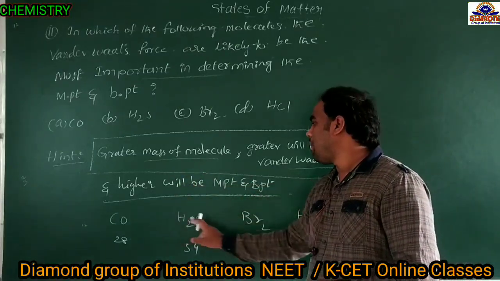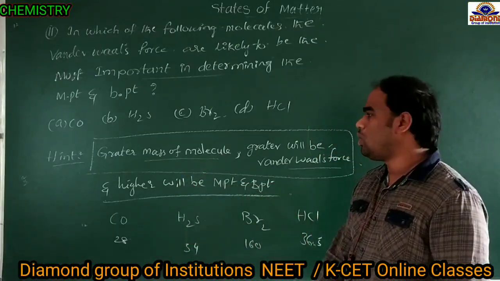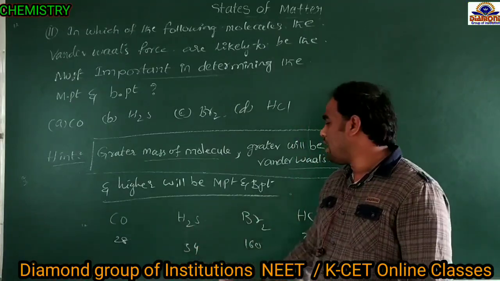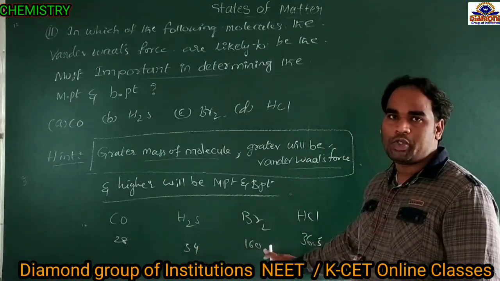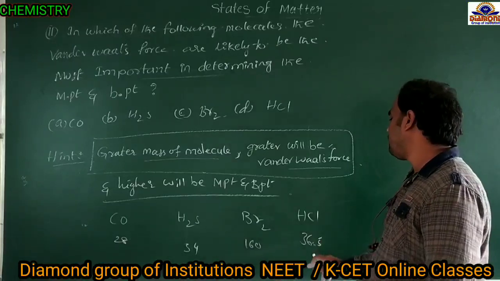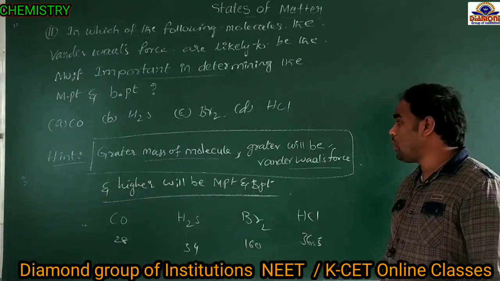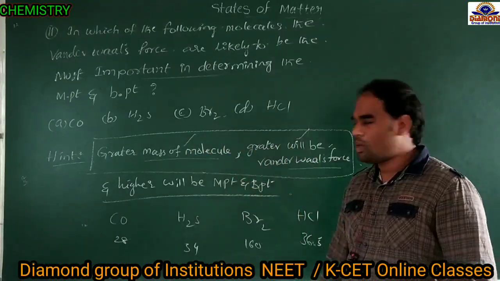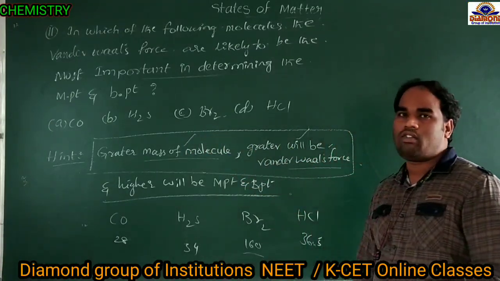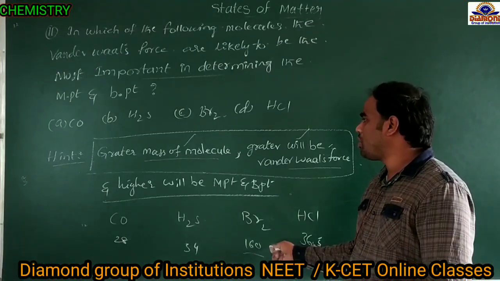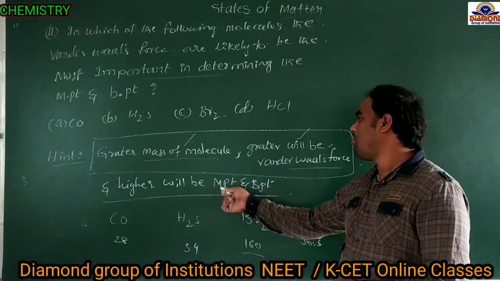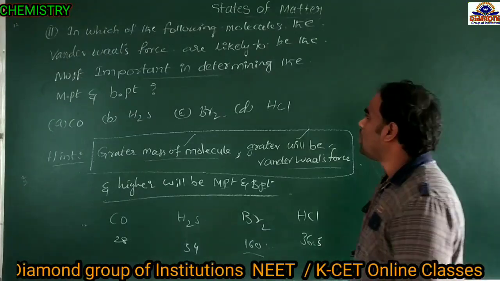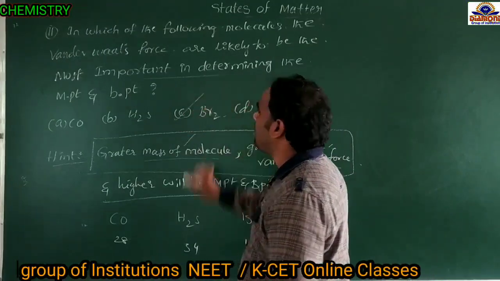Therefore, in A, B, C, D, the mass of carbon monoxide is 28, H2S is 34, the bromine Br2 molecule is 160, and HCl is 36.5. So here what is the concept? Mass is more, van der Waals force is more. If the van der Waals force is more, it means a higher melting point and boiling point. So therefore option C is the answer.